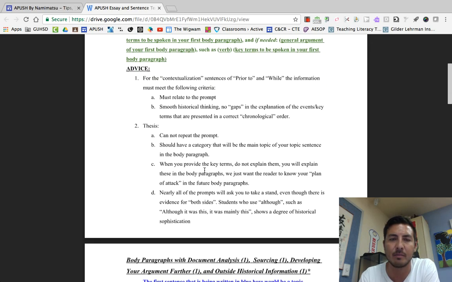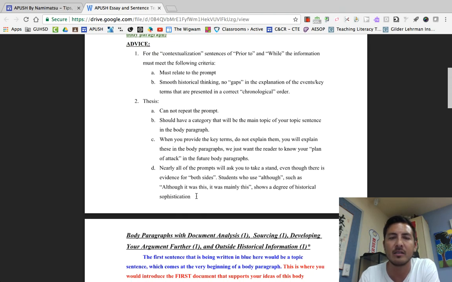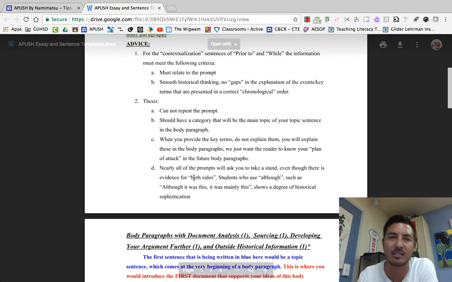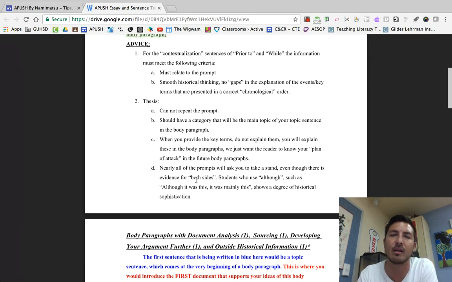Thesis, don't continue to blah, blah, blah. And this is kind of interesting for next year. Nearly all prompts will ask you to take a stand, and there are always going to be a few documents that are going to be against things. So you might want to use the words although and except and those types of things that show some level of thinking.